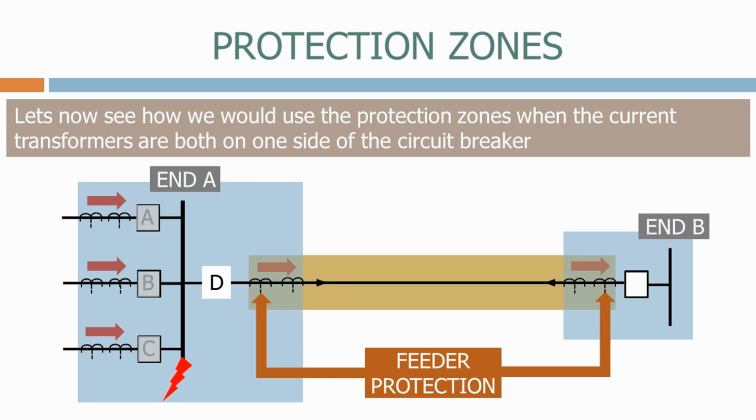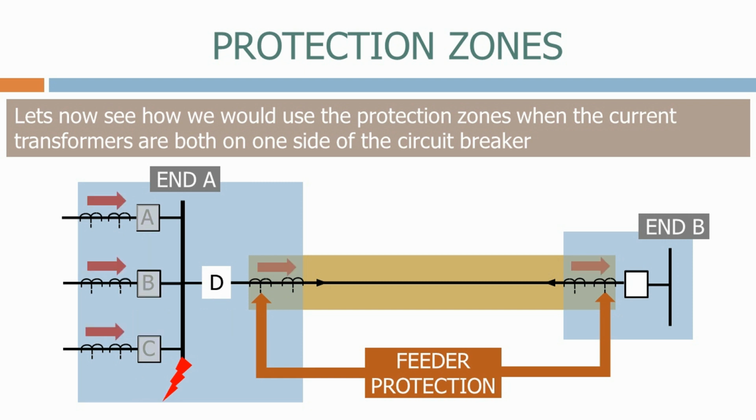Let's now apply a fault on the busbar at end A. As this is a transmission system, we will get current flowing into the fault through incomers A, B and C, and are also likely to get current back feeding into the fault through the feeder from end B. The fault is within the busbar protection zone, which will then detect the current imbalance and trip all of the circuit breakers connected to the end A busbar. The fault has now been disconnected from the system, and everything has worked as expected. Let's now remove the fault.